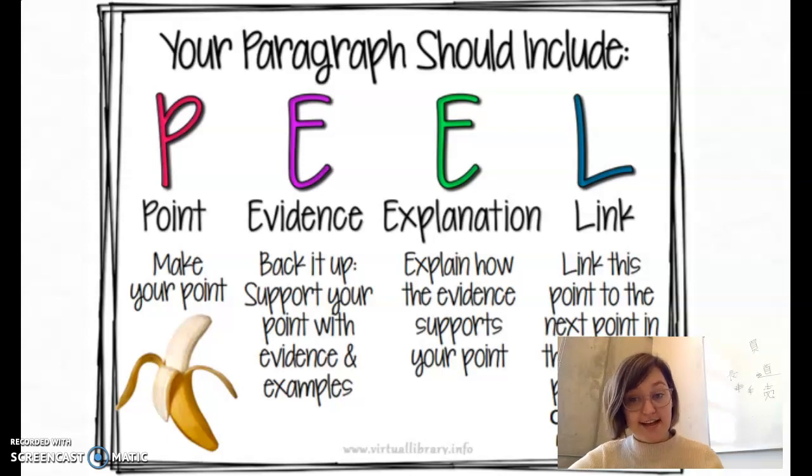So after you give the evidence, you want to spend a lot of your time explaining and linking, and that's the last 2 letters in PEAL. So explanation is explaining how the evidence supports your point. And so this is where you want to be a little careful, because you could easily say, well, this helps them make this point. You just say it point blank, but you want to be specific about how you're explaining it.